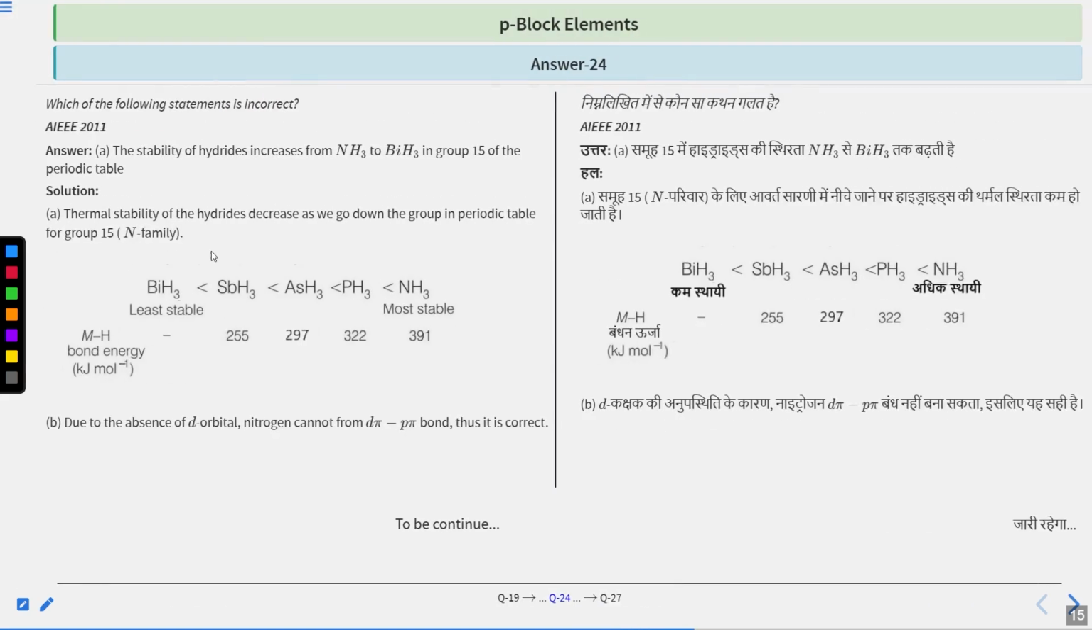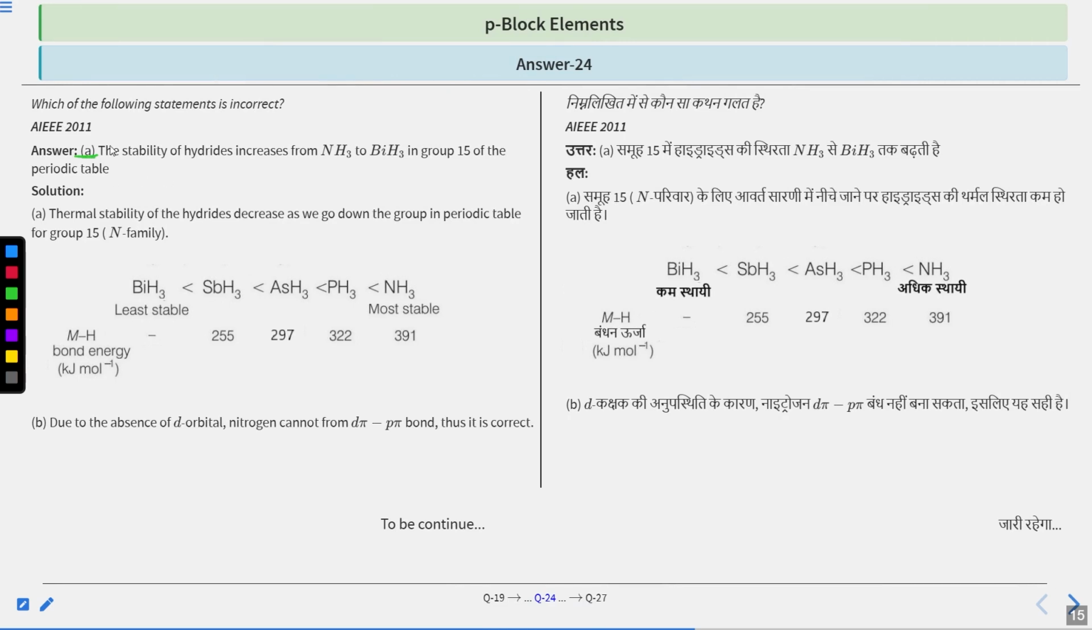See, the correct answer is option A. The statement that the stability of hydrides increases from NH3 to BiH3 in group 15 of the periodic table is the statement which is incorrect. Thermal stability of hydrides decreases as we go down the group in the periodic table. For group 15, that is the nitrogen family, because the first element in the group 15 is nitrogen, so it is known as the nitrogen family. If you look at the thermal stability of hydrides of group 15, it is decreasing.